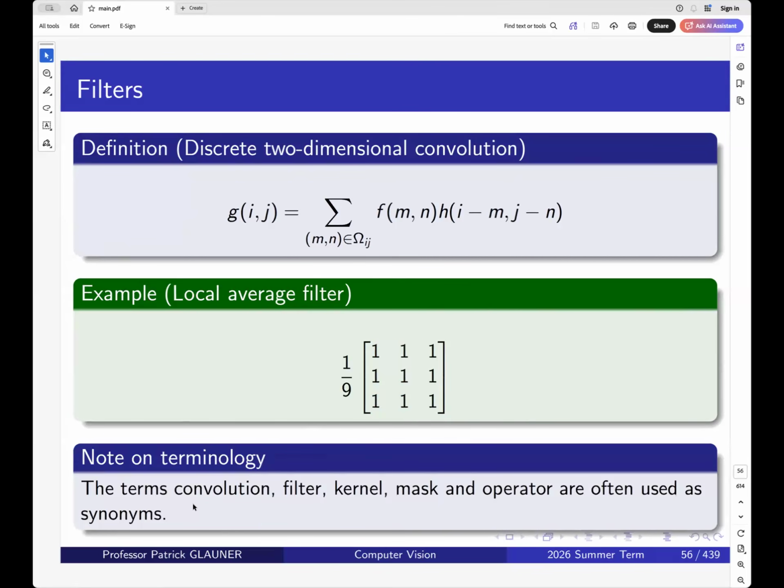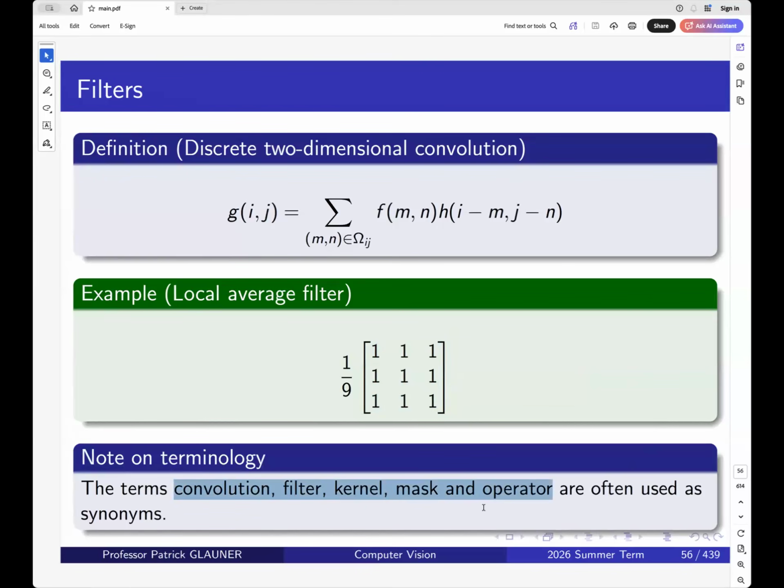And I've said this before, there are a lot of synonyms. Sometimes we speak about convolutions, filters, kernel, masks, operators. From now on, these are all synonyms. I will probably speak often about a convolution or a filter. Sometimes I may say kernel, mask, or operator. It's all the same, and it's all this concept here for now.